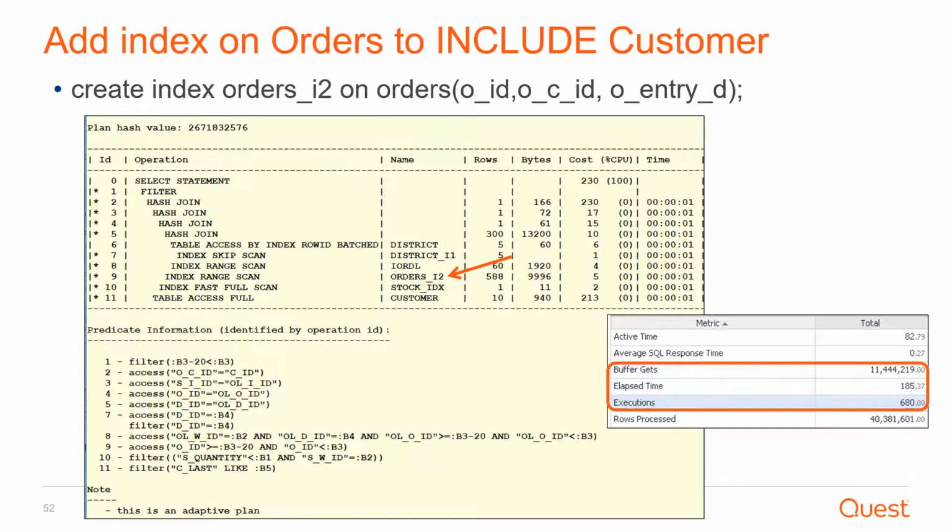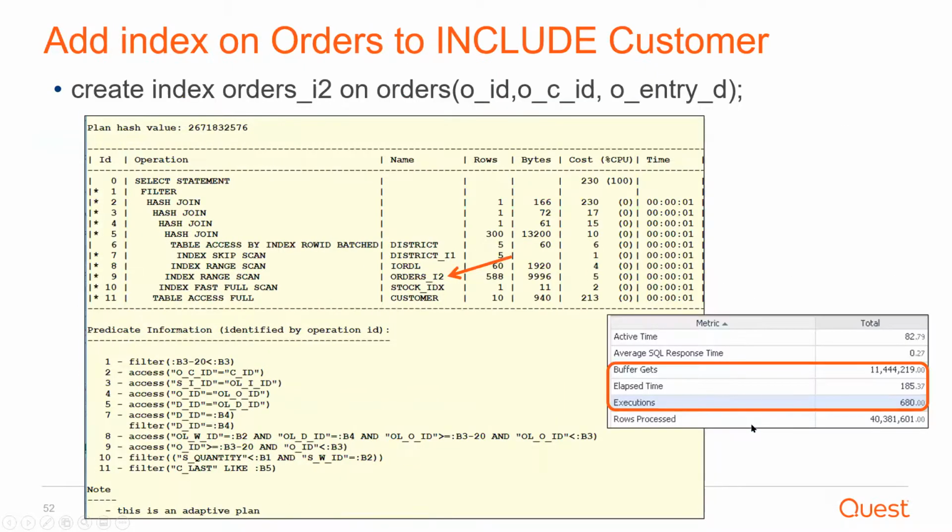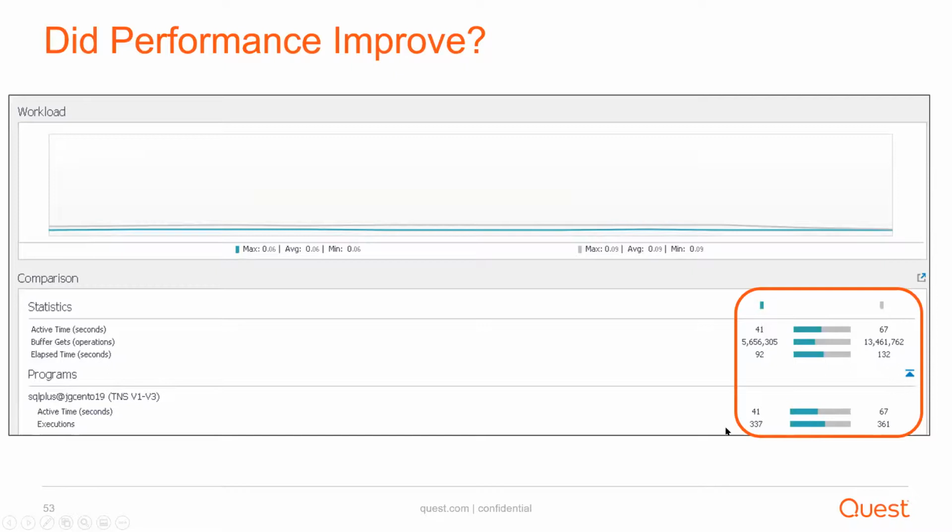I decided to try to get rid of that skip scan, and so I created an index on orders. I did it on order ID, customer ID, and order entry date. And I'm doing 11 million buffer gets, and my cost actually went up a little bit, and so did my buffer gets. So probably not the right thing. I didn't get much improvement on this. What I really should have done is try to drive it with the customer table, because that was my best filter.